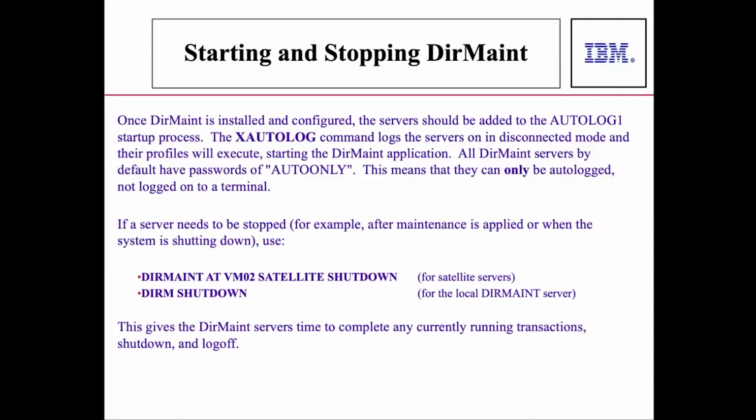If it's an SSI, you need to make sure DirMaint starts up on one member and the appropriate satellite servers start up on the other members. Fortunately, the PROFILE EXEC that comes with AUTOLOG when you install the system basically has the logic in there already to do this for you. It looks to say, have you enabled DirMaint? If so, then I will start up DirMaint. If DirMaint is running, I will start up the correct satellite server on this system. It does that for you, which is nice.